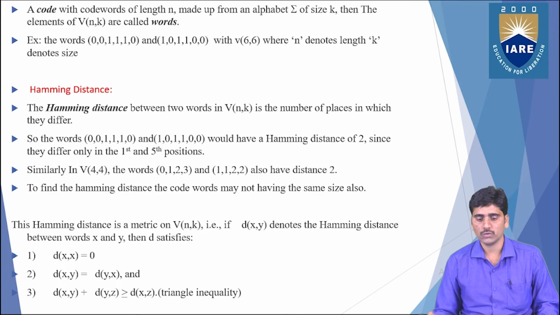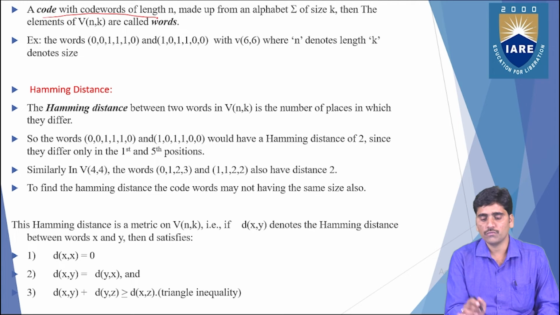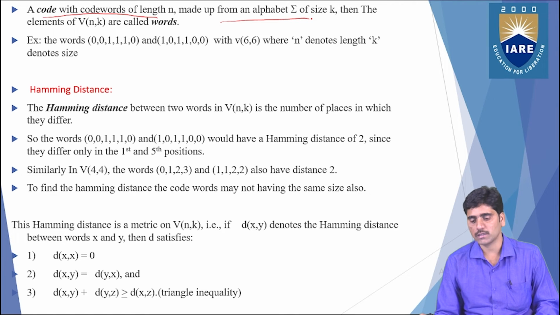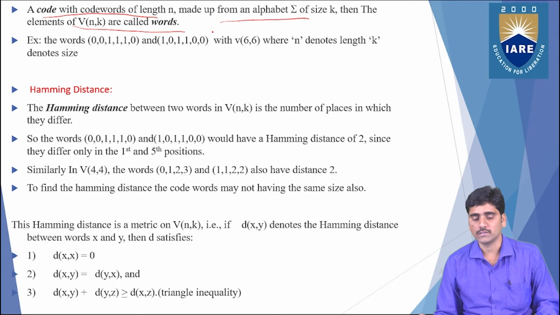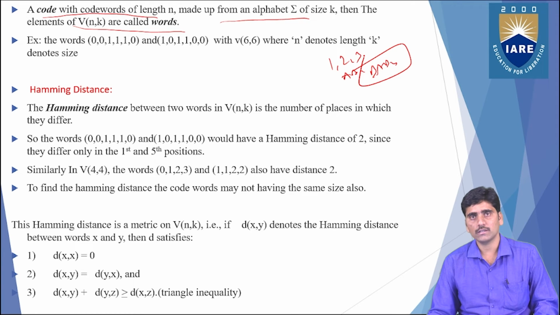So Hamming distance. We already said that a code has alphabets, and a repeat code can have repetition of the alphabets, and blocks of codes are the same type of repeated codes. So see here, a code with code words of length n, made up from an alphabet of size k, then the elements of V of n comma k are called words. So obviously 1 2 3 or a b c or bb, anything you can take, that is a code, or that is nothing but a word.